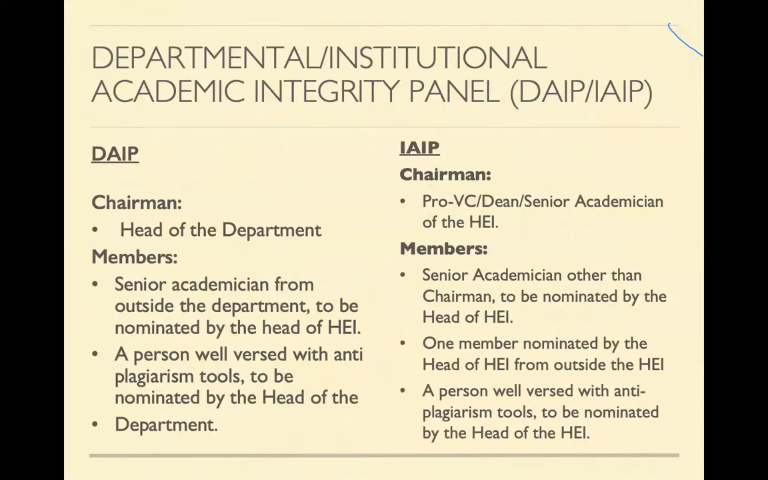So these are the departmental and institutional academic integrity panels. These are some of the members of DIP. This is DIP. This is IAP. So they are the people who actually look into all the allegations. And IAP has the authority to check or to bypass DIP if it wants, if some complaint of plagiarism comes.